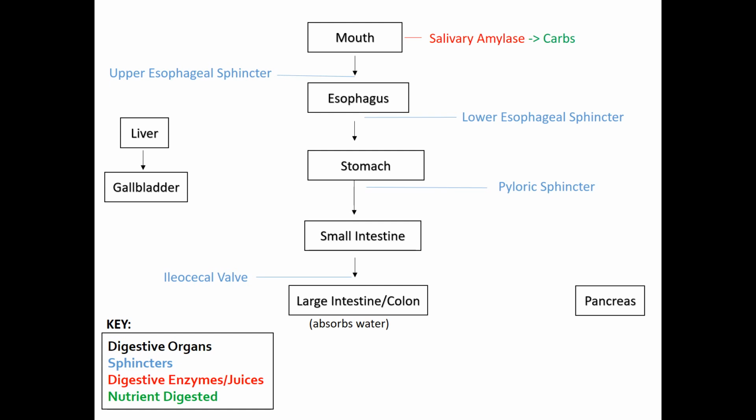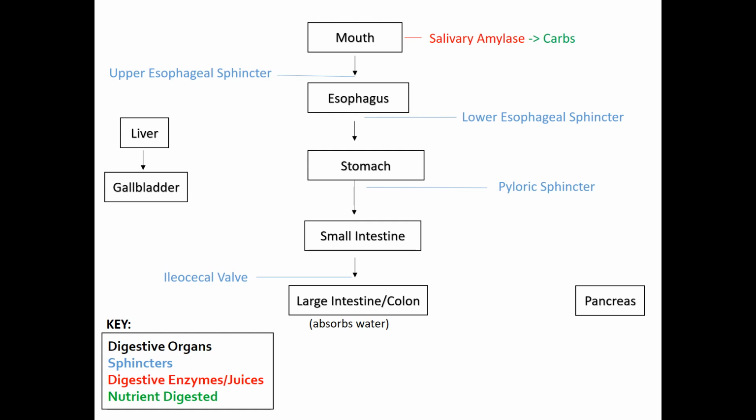All right, next we're going to go ahead and look at our red and green, which are going to signify the nutrients that are being digested at that specific location, as well as the digestive enzymes or digestive juices that are helping that nutrient be digested. So basically, we're going to be looking at our carbohydrates, our proteins, and our lipids. Those are the three main nutrients that we're going to discuss the digestion and then absorption of.